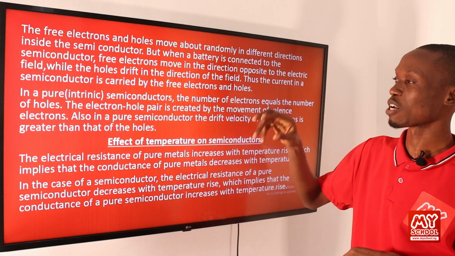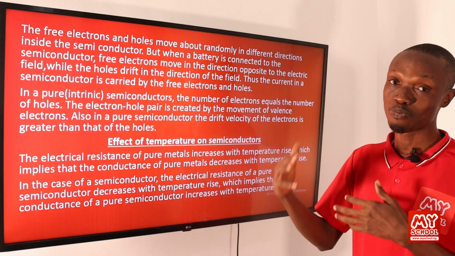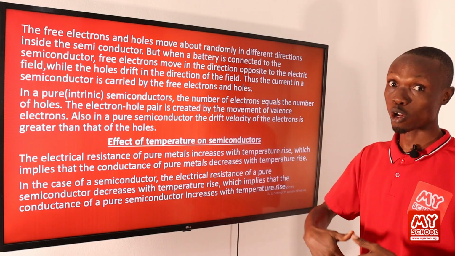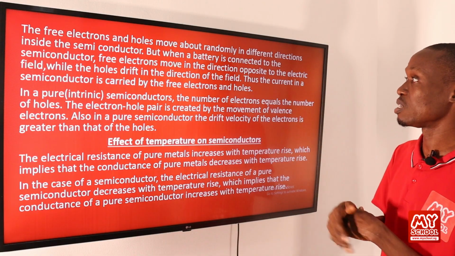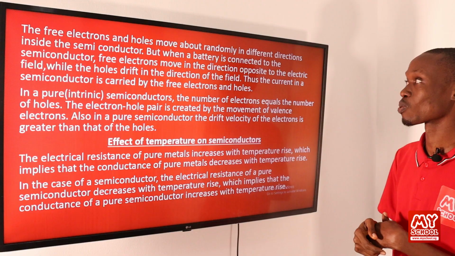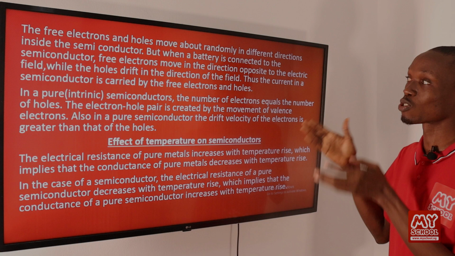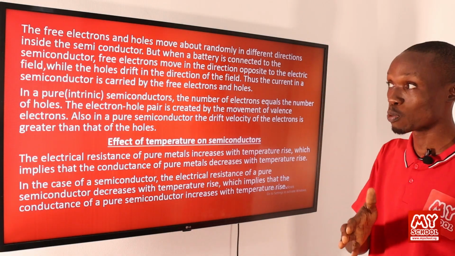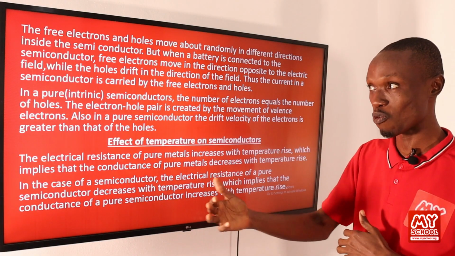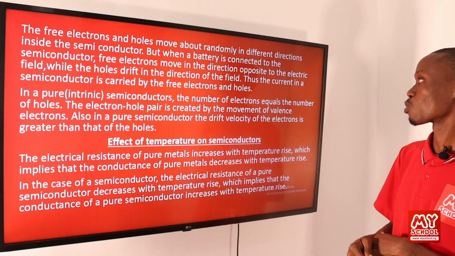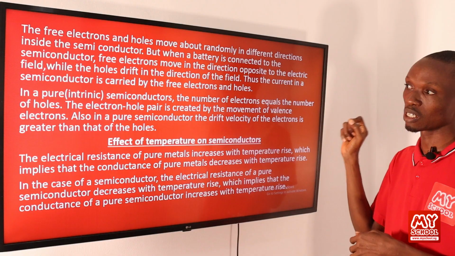Let's look at this part. Free electrons move in the direction opposite to the electric field. Now remember, the electric field begins from the north pole and ends in the south pole. What they are trying to say in essence is that the free electrons move in the direction opposite to the flow of the electric field, that is, towards the north pole, while the holes drift towards the south pole, which is the direction of the electric field. Thus the current in a semiconductor is carried by free electrons and holes. So you have to take note of that.